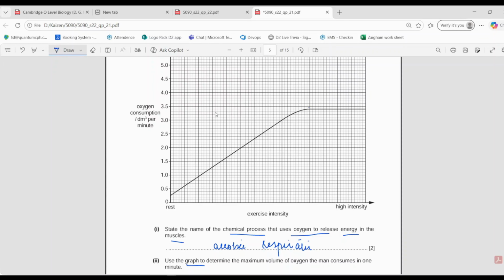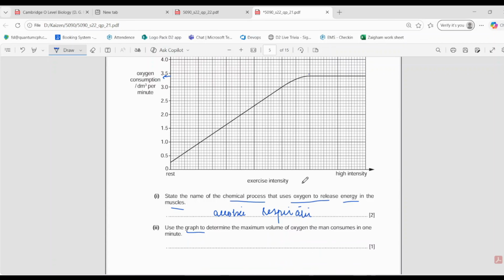It's over here, right? If you make a line, it's over here. So it's, I guess, 3.4 cubic decimeter per minute, right? Or we can also write 3.4 cubic decimeter.